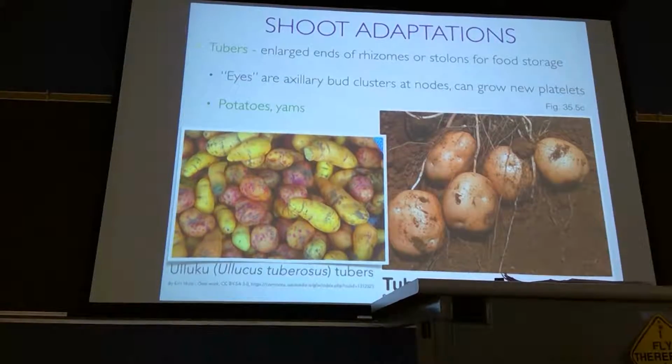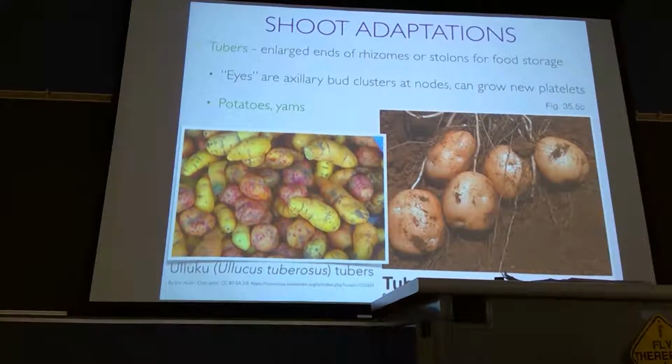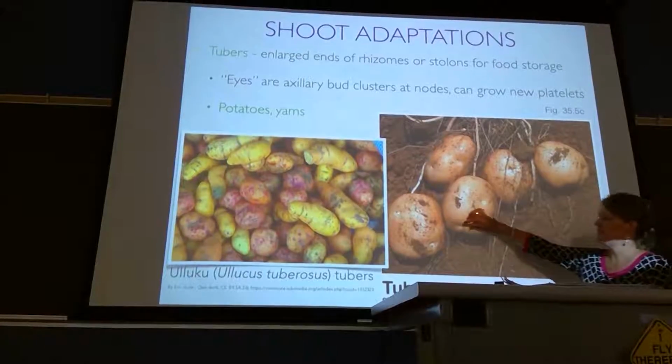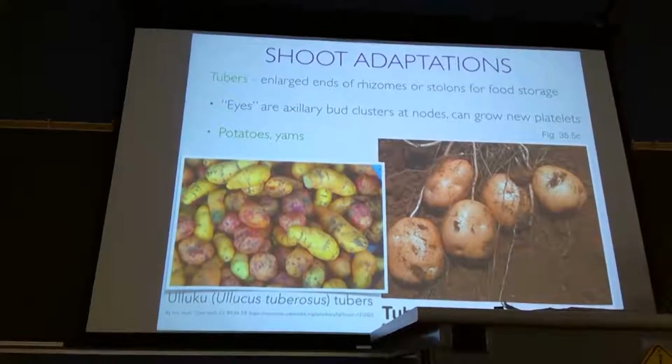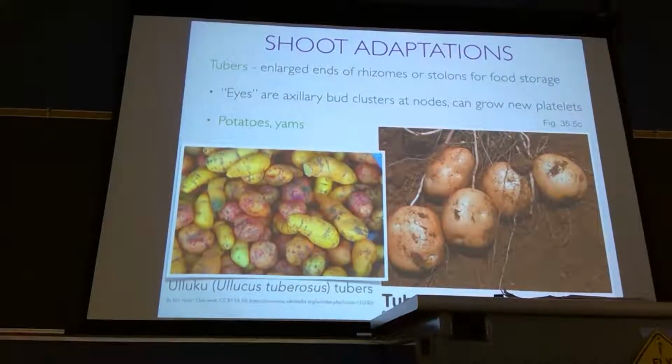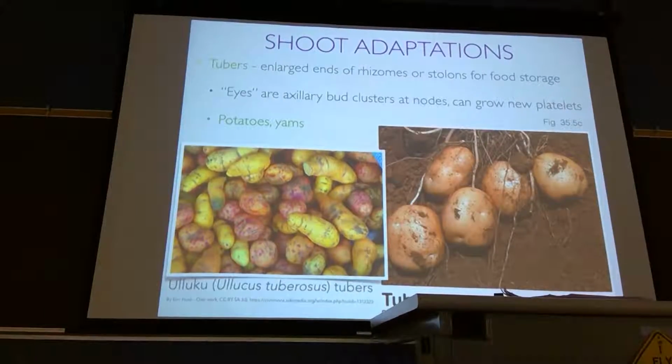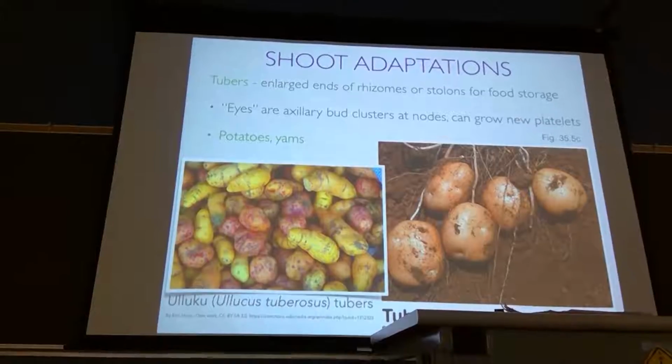What's interesting about the eyes of tubers, like in potatoes and yams, is that each little eye is a cluster of auxiliary buds that can regrow into the entire plant. You can snip it off and put it back into the appropriate conditions. And so it's really interesting in plants and how they grow.